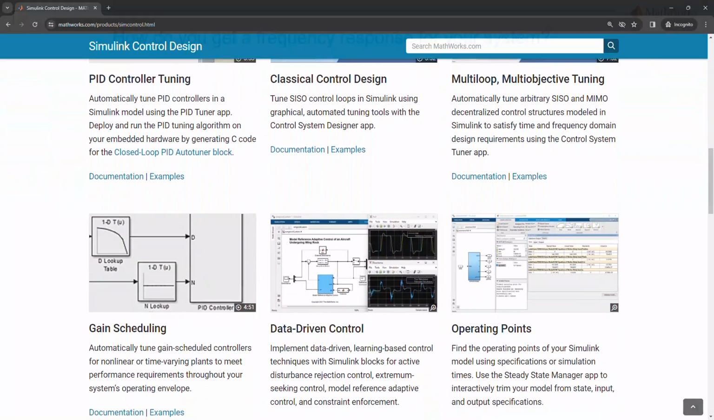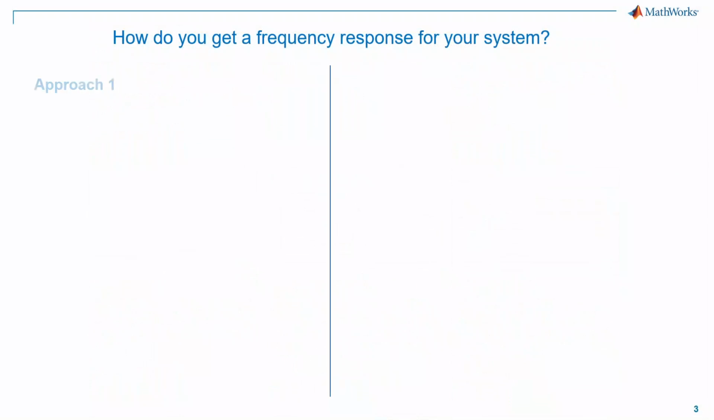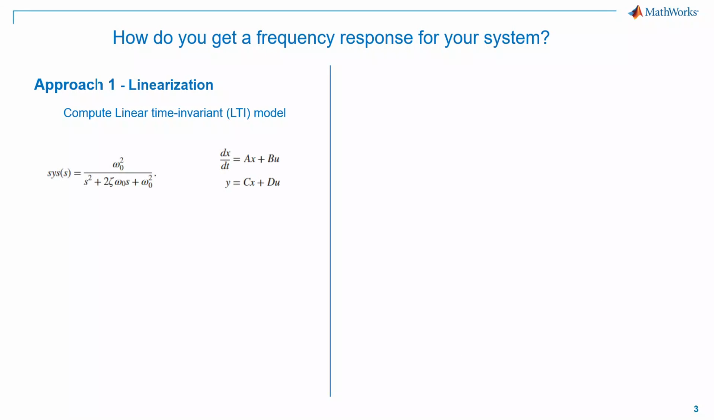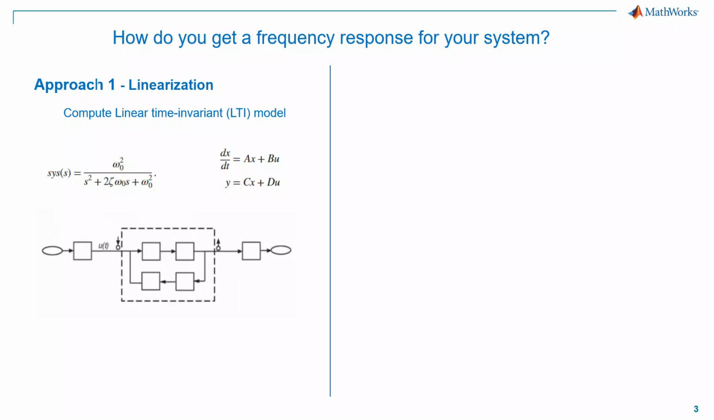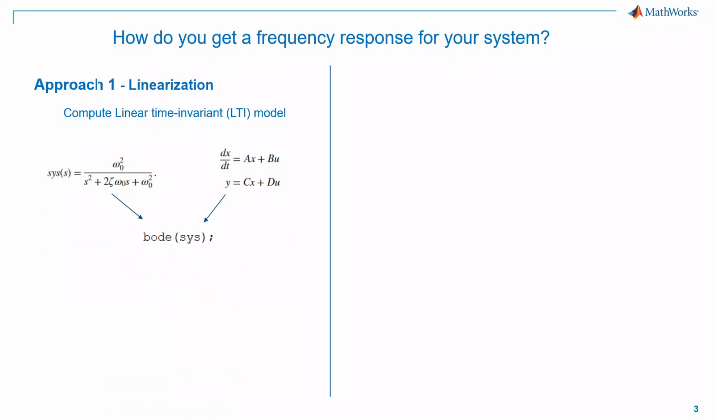The straightforward approach is to compute an LTI model, such as a transfer function or a state space representation, that represents the linear dynamics around an operating point. You can compute the LTI representation of your Simulink models at an operating point by computing Jacobians analytically for the individual blocks in the model and combining them or through numerical perturbation. Once you have this model, you can directly compute the frequency response using the Bode command.